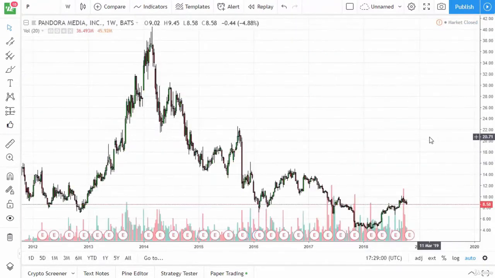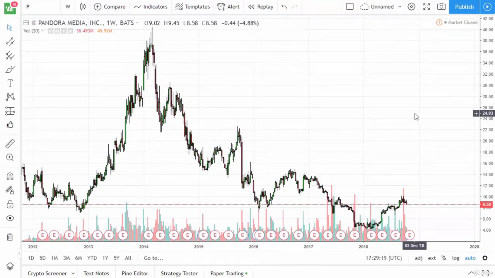Top-down trading, without a doubt, is probably one of the best things you can do to protect your account. So clearly, over the last 5 years, Pandora has fallen from $40 to $8. Now, does that seem like a stock you want to buy? The answer, of course, is no.